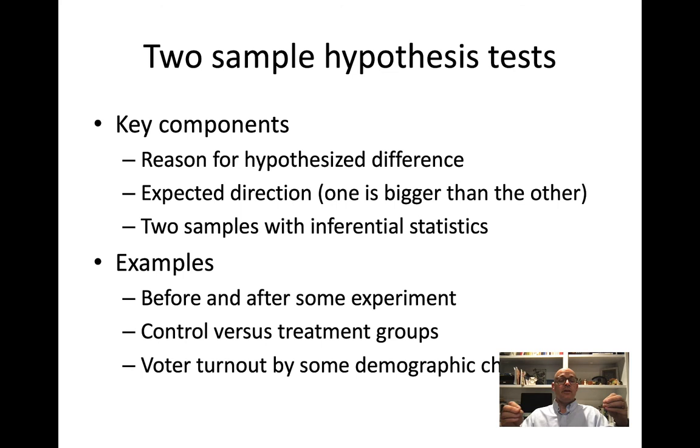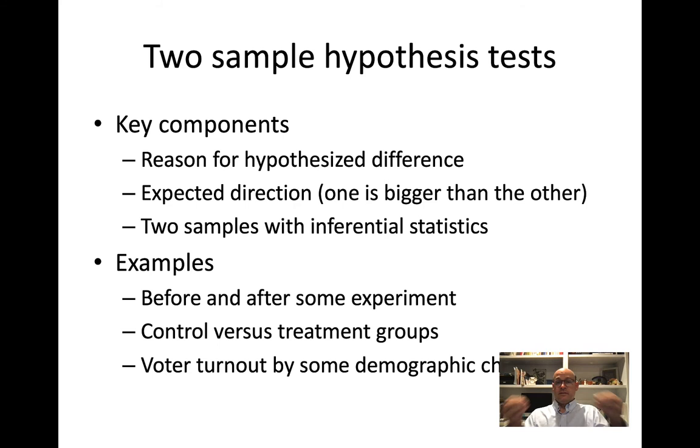Did the treatment group and the control group, were their averages the same? Are they different? Now, the null hypothesis would say that we believe the treatment causes no change. So how likely is it that this group of people who went through nothing and this group of people who went through something are still the same? Well, we would do a two-sample hypothesis test.